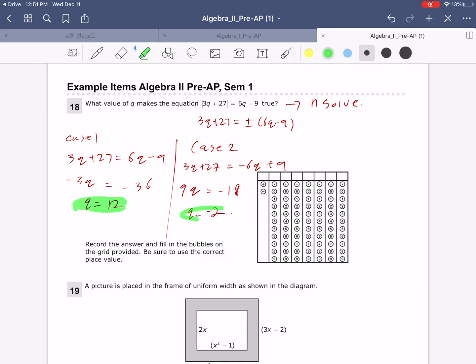What you have to do is plug this back in, like here, and see if it is true or not. So let's say one of them is a true answer, one of them is a fake answer. Let me try negative 2 first, because that's the easiest, I guess. It's going to be negative 6 plus 27, which is equal to 21. Yep, that's a fake. And that's a true. And so the answer is going to be 12 here.